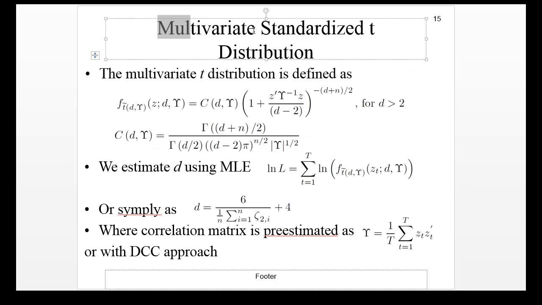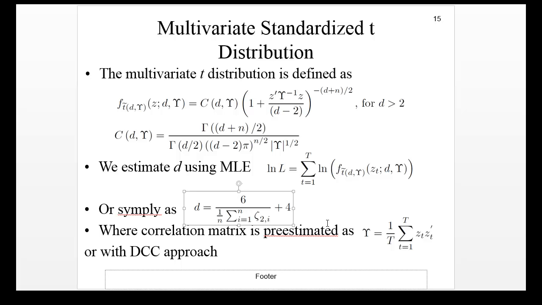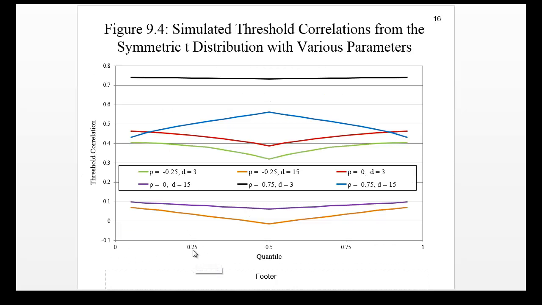You can also have a multivariate standardized t distribution. You can think of this as something similar to the t distribution, where you're going to have fatter tails. Here, fatter tails would be the relation between the two variables at the same time. What is there to say here? Well, you also have the correlation matrix. We can estimate the degrees of freedom using maximum likelihood, or we can just do it as we did before. Here, the only difference is that we're using kurtoses, as the summation of all the kurtoses of each individual security. The correlation matrix can be the regular one, or you can use the DCC approach. And these would be the threshold correlations that you get.